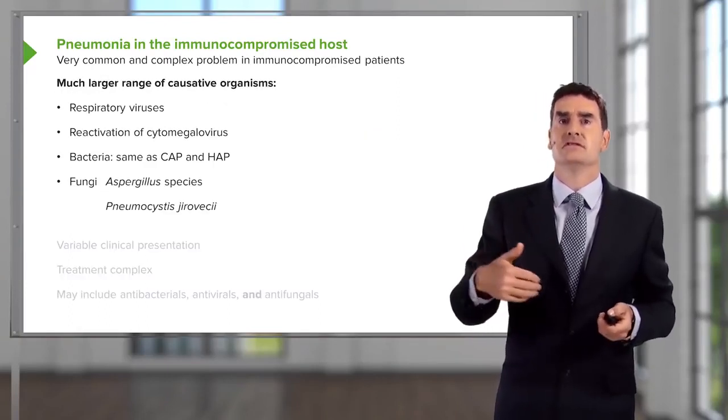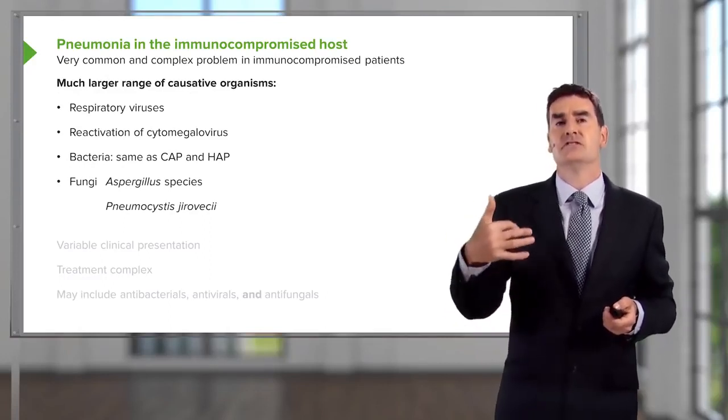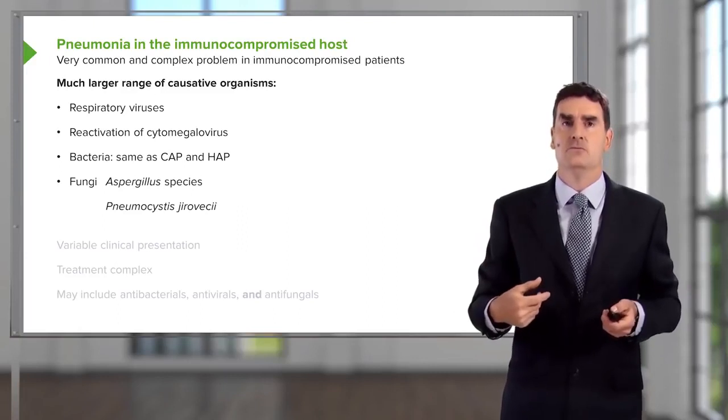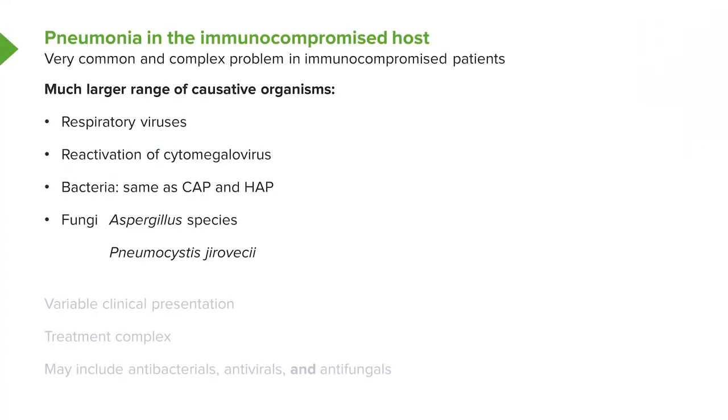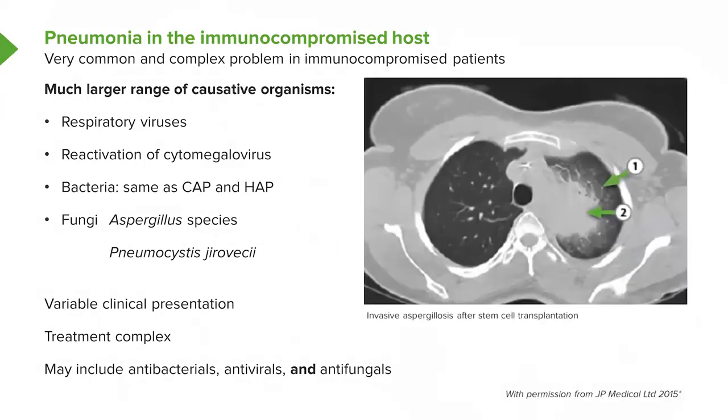And the situation here is that there's such a large range of organisms that the decision about treatment options is much more complex than it would be in a normal person presenting with community-acquired pneumonia. Because you may need to treat respiratory viruses, you may need to treat cytomegalovirus, you need to treat for the organisms that may cause hospital-acquired pneumonia, and then there are the fungi, Aspergillus and Pneumocystis, and unfortunately Aspergillus and Pneumocystis require very different treatments. So it's a very complex situation that requires clinical assessment to make sure the right medication is given to the patient. And often these patients will end up on antibacterials, antivirals, and antifungal agents because we're not quite sure what's going on. This is a CT scan showing what an invasive fungal infection looks like after a stem cell transplant with focal disease at the top of the left lung.